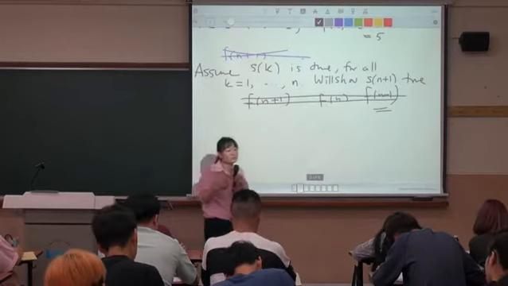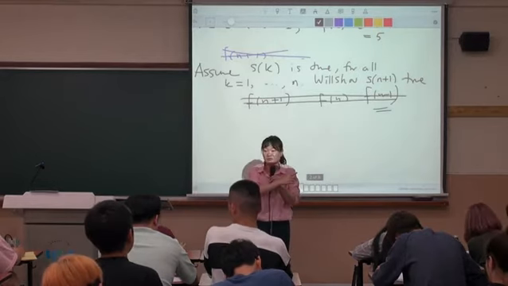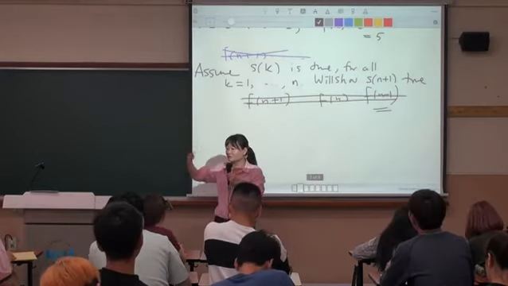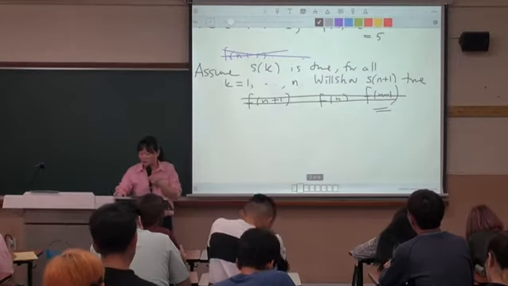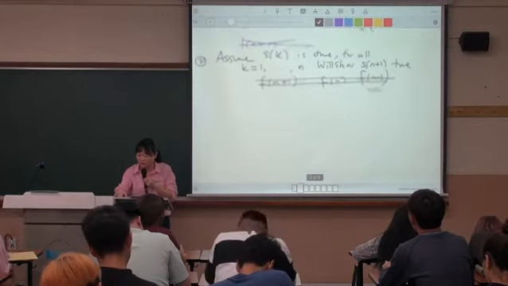Okay, so in your proof, you can use either one: first principle or second principle. They all generate all natural numbers. So let's do that.